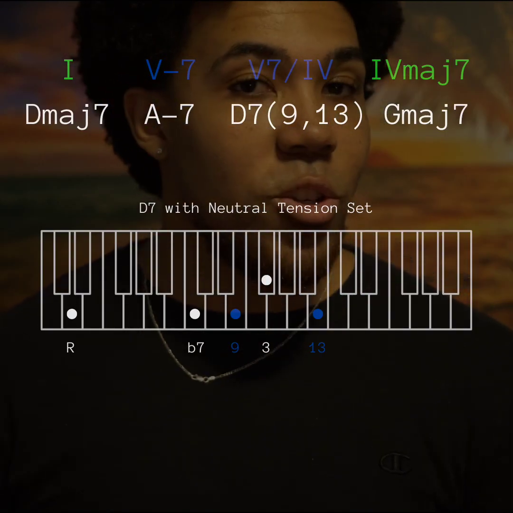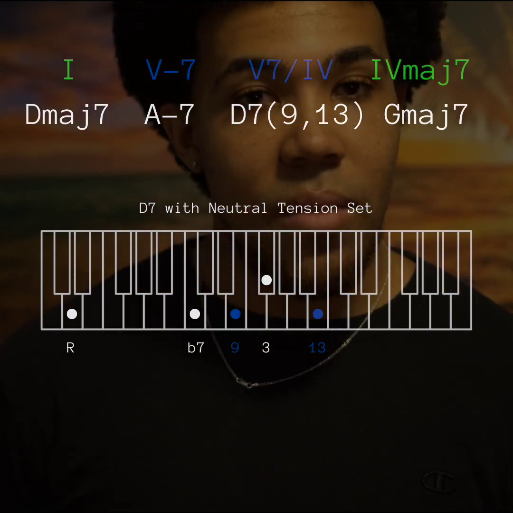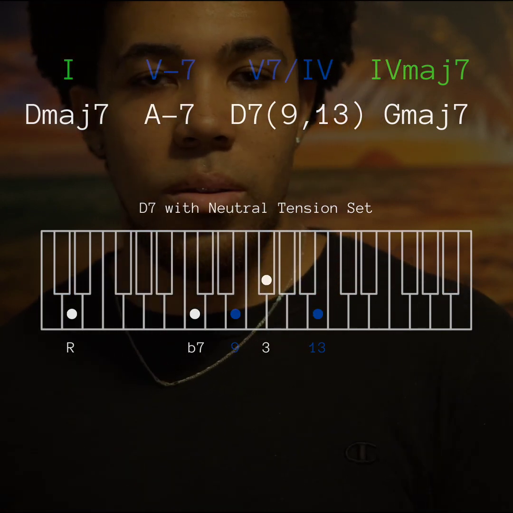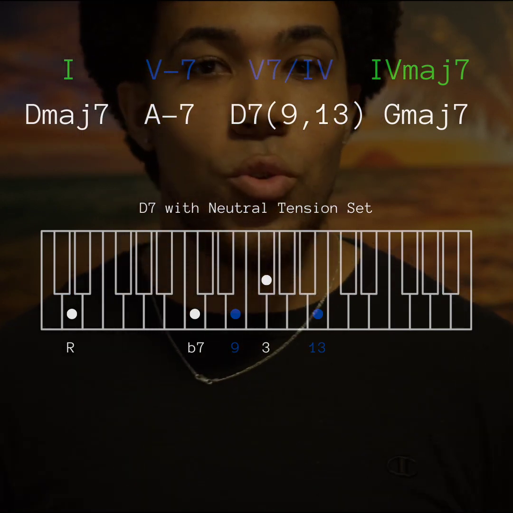Smooth, right? You wouldn't believe how many songs there are that you already listen to that use this voicing. All you got to do is find them. Now let's look at an example of this D7, but with neutral tensions instead. So let's just say that we're in the key of D. The progression is D major 7, A minor 7, D7, and G major 7, where D7 is the chord that we are trying to spice up.